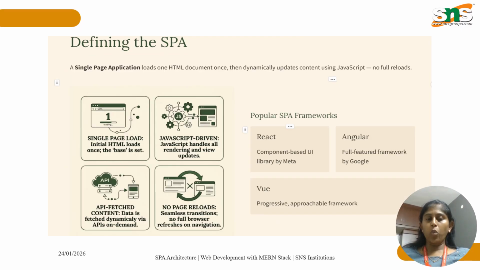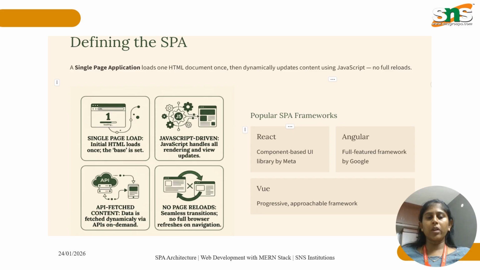Now let's define what a single page application is. A single page application, or SPA, loads only one HTML page initially. After that, JavaScript dynamically updates the content without refreshing the entire browser page. This means users experience smooth navigation similar to mobile applications. In SPA architecture, the initial page loads once, JavaScript handles user interactions, APIs fetch data dynamically, only required content updates, and the page does not fully reload.